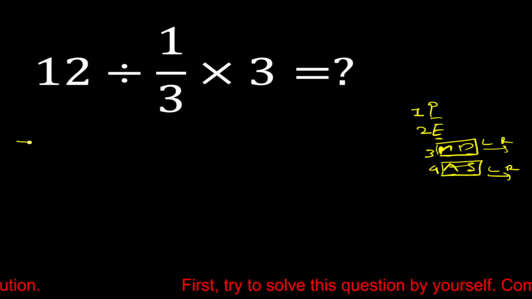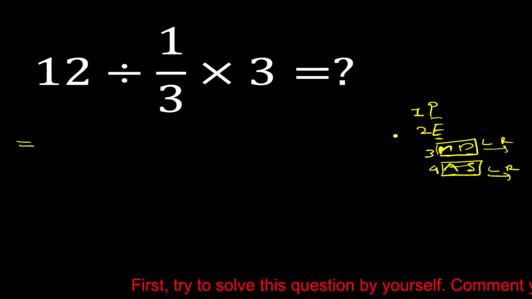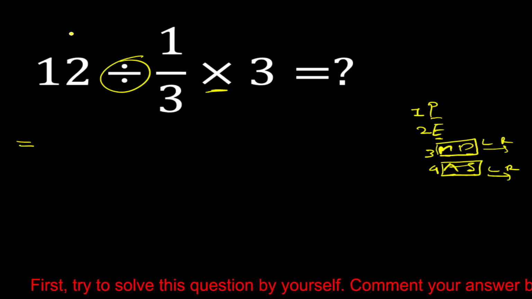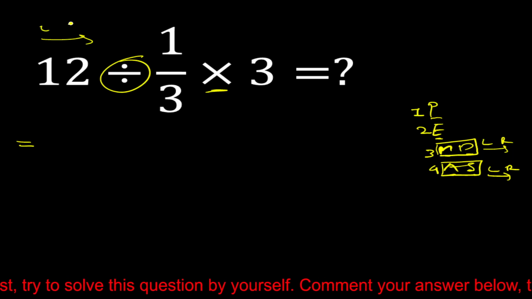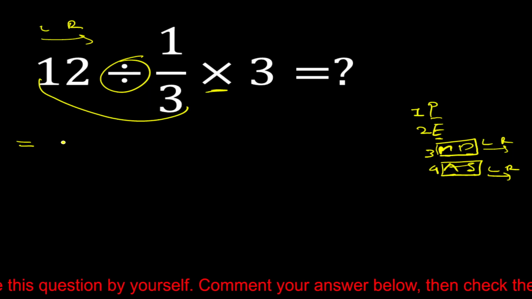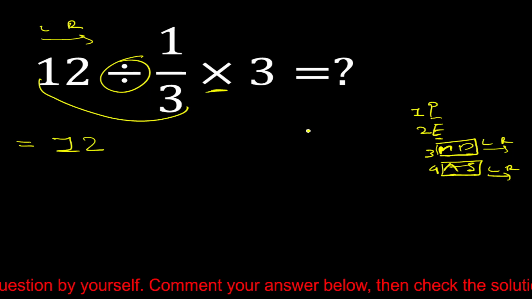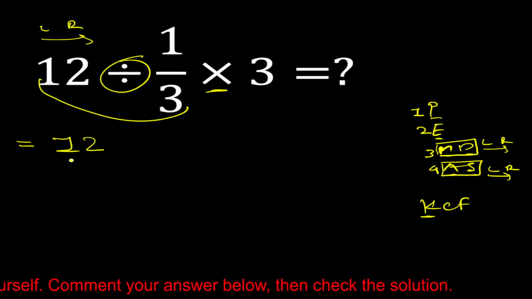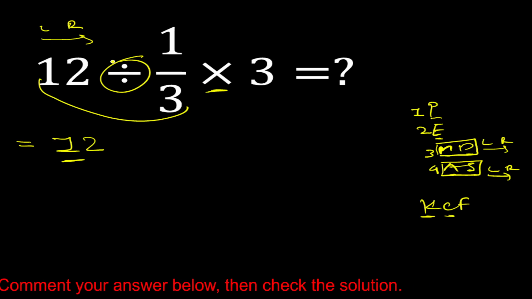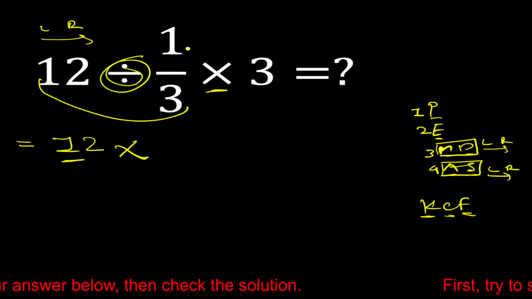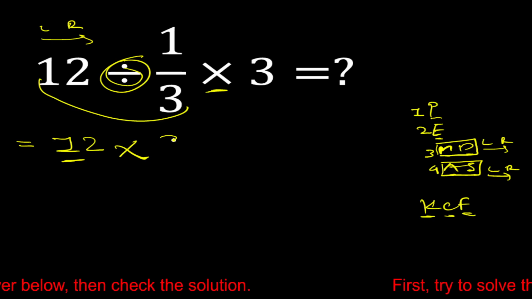Okay. So now in this question, here is division and here is multiplication. Both have equal priority, so we have to solve from left to right. Okay, so first we have to solve this part. So is equal to 12. Now according to the KCF rule, K means keep this 12 as it is, same. C means change the sign from division to multiplication. F means flip this last fraction. 1 by 3 is equal to 3 by 1.